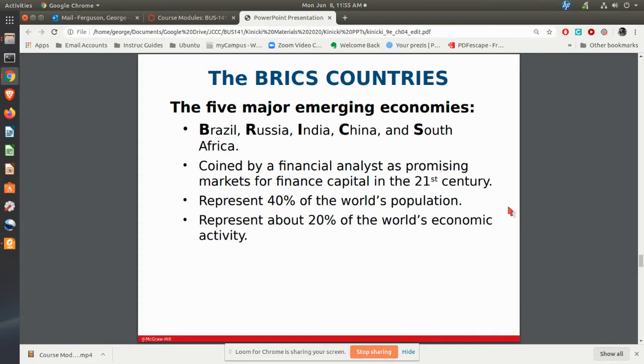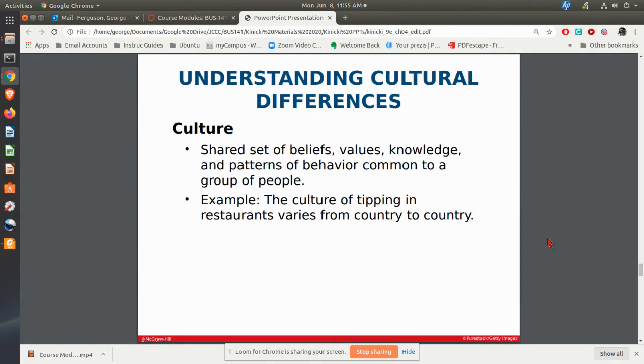There's also the five major emerging economies, the BRICS countries: Brazil, Russia, India, China, and South Africa. What's happening is they are a huge amount of the global population, and they are actually rising as far as some of the things that they are producing and providing to other countries.